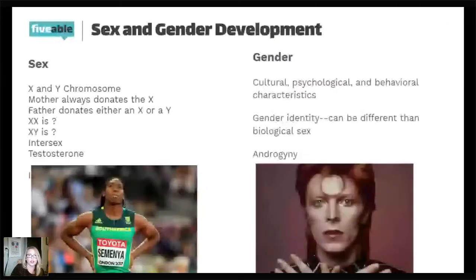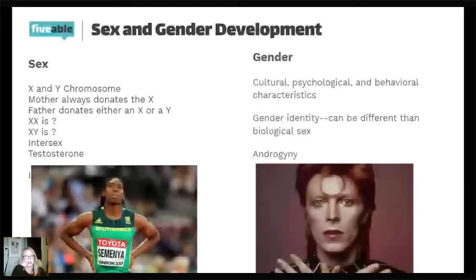So, sex and gender development. Sex is definitely different than gender, and I think that we as a society are figuring these things out, right? So sex is the biological or the nature side, whereas gender is more like a social or cultural behavior characteristics that are shown. So sex has to do with the X and Y chromosome.